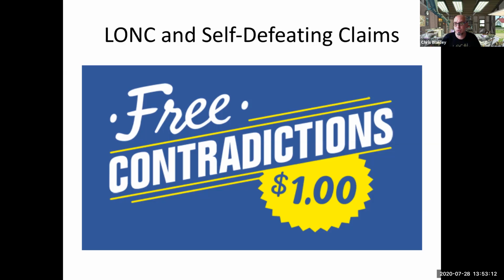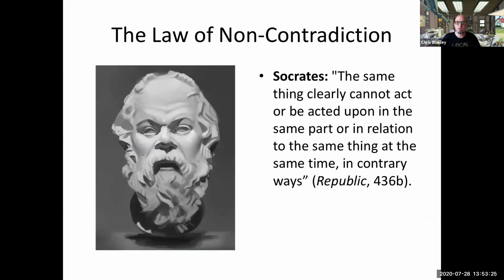You have to show that it's contradictory, and that almost always means making an implicit contradiction explicit. So implicit, implied, but not expressly stated. Explicit, expressly stated. So the law of non-contradiction has a long history. It's one of our basic laws of logic.